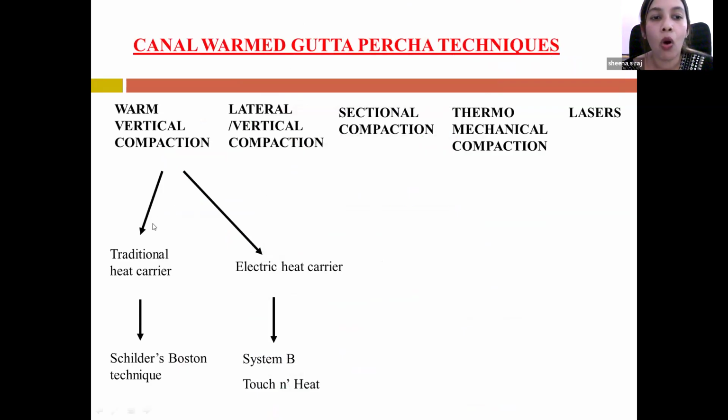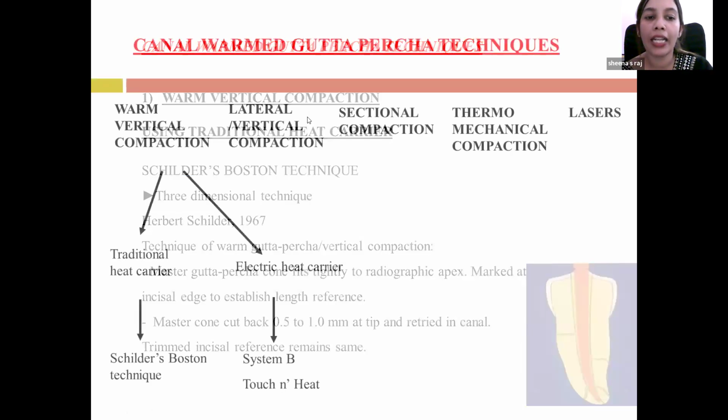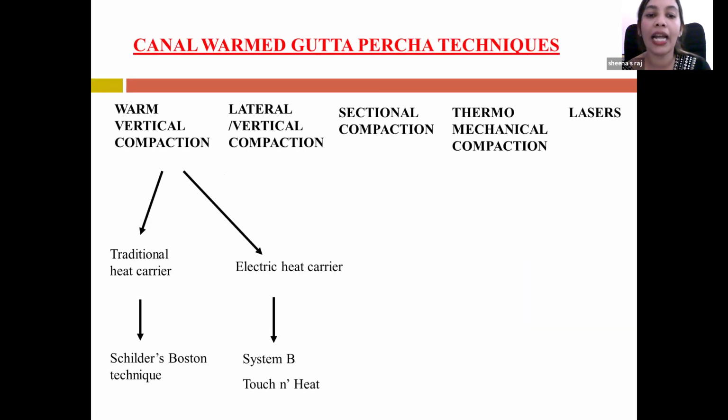So normally the warm is like two methods. The traditional heat carriers like Schilder's technique and electrical like System B, Touch 'n Heat, etc. So normally the warm vertical compaction, as you can see in this chart, has two types: the traditional and the electrical method.